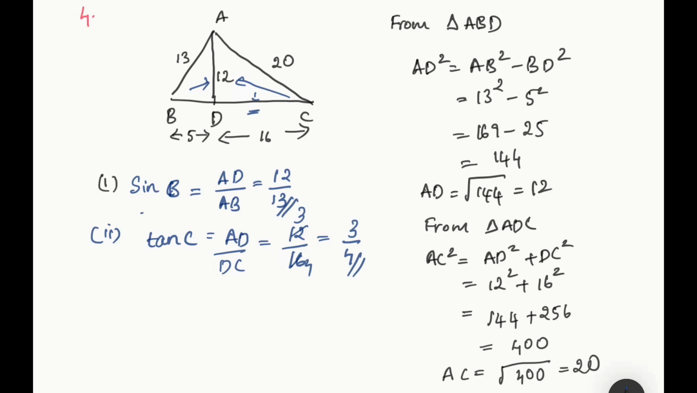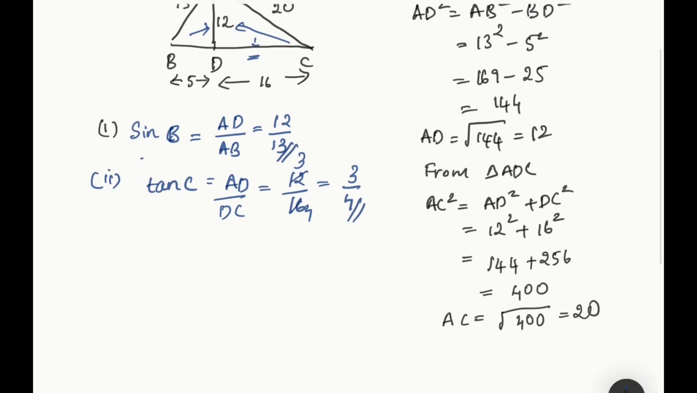So whenever you get the trigonometric ratios, if you can simplify it to the simplest, don't keep it just like that. You need to simplify because it's a ratio. So a ratio will always be written in the simplest form.